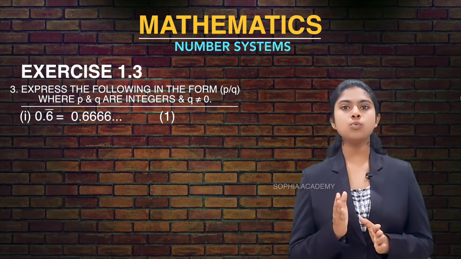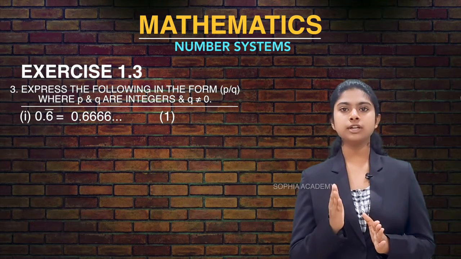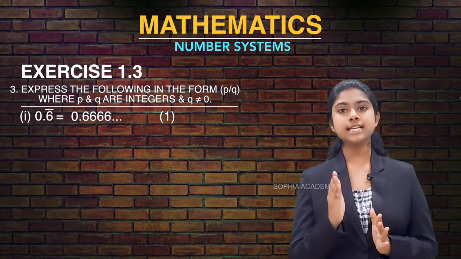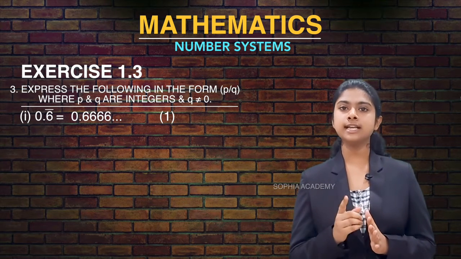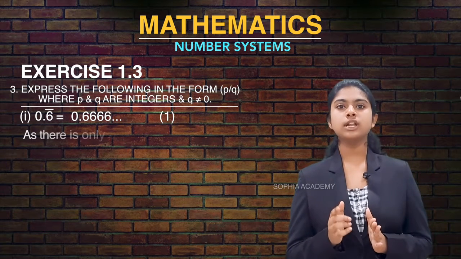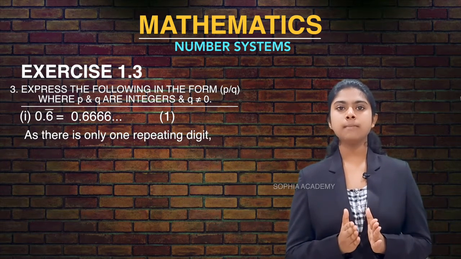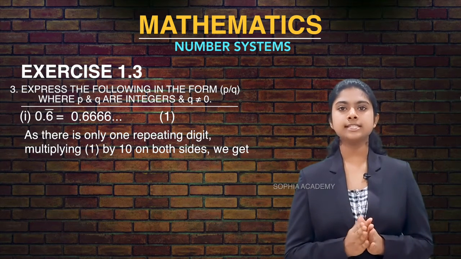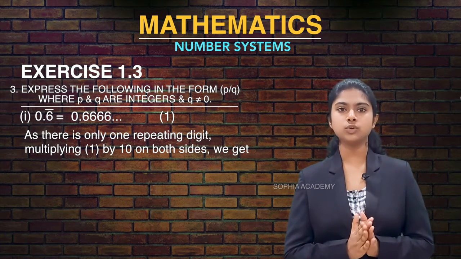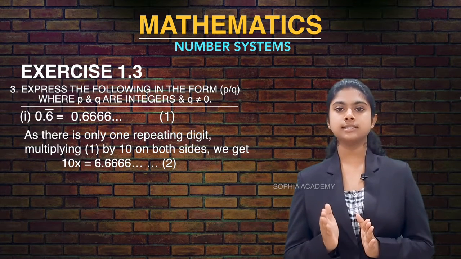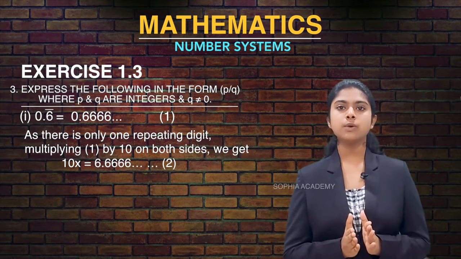As there is only one number repeating after the decimal, that is 6, and this digit keeps on repeating. Since there is only one number repeating, we can multiply equation 1 with 10 on both sides. That is, equation 1 now changes into 10x is equal to 6.6666. Let us name it as equation 2.